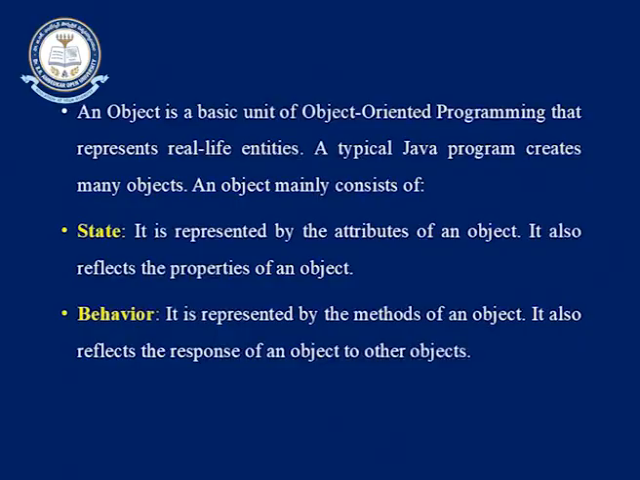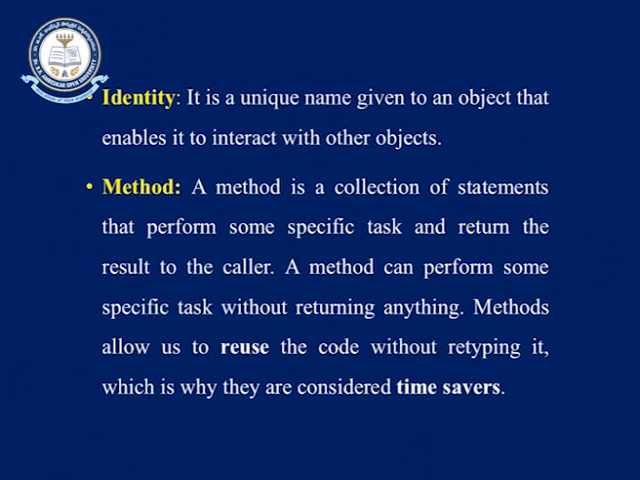An object has three components: one is behavior, the second is entity, and the third is performance task. First, what is meant by behavior? A behavior is represented as the methods of an object. It also reflects the response of the object to another object. Next, what is meant by entity? Entity is the object name, whatever name we give when creating the object of the class.